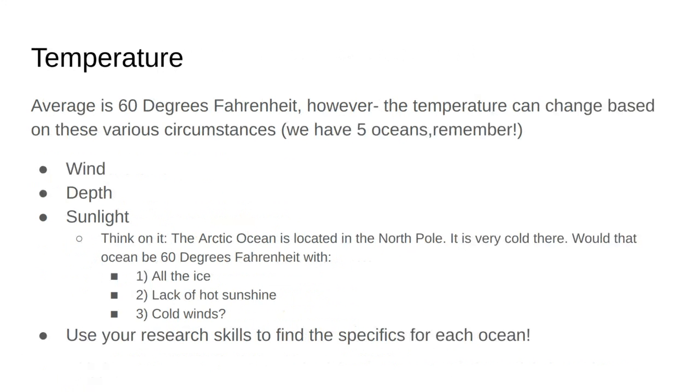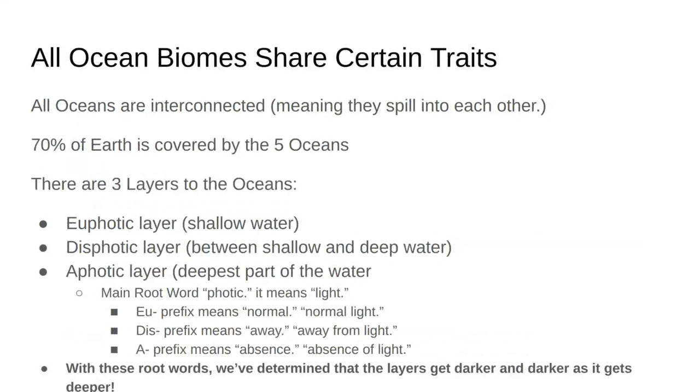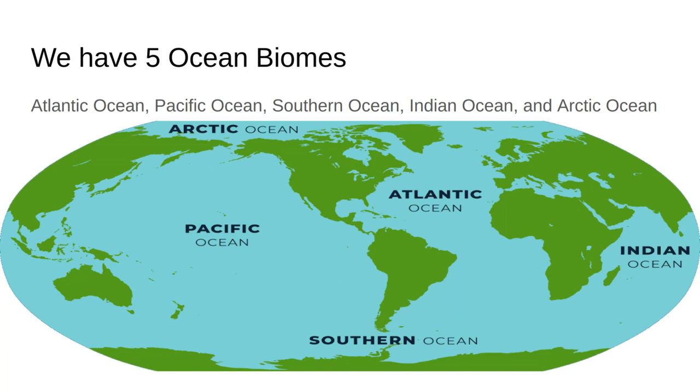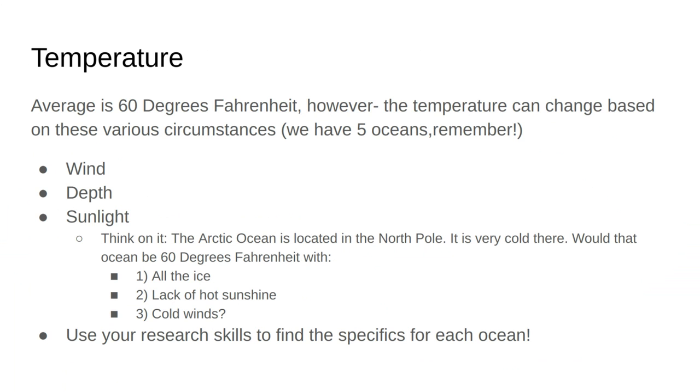The average ocean temperature is around 60 degrees Fahrenheit. However, the temperature can change based on these circumstances. So where it's located in the world, if you notice, the Arctic Ocean and Southern Ocean are very near the poles where it's very cold, whereas the Pacific, Atlantic, and Indian Ocean are kind of in the middle of the Earth, so probably they're more likely to be way warmer.